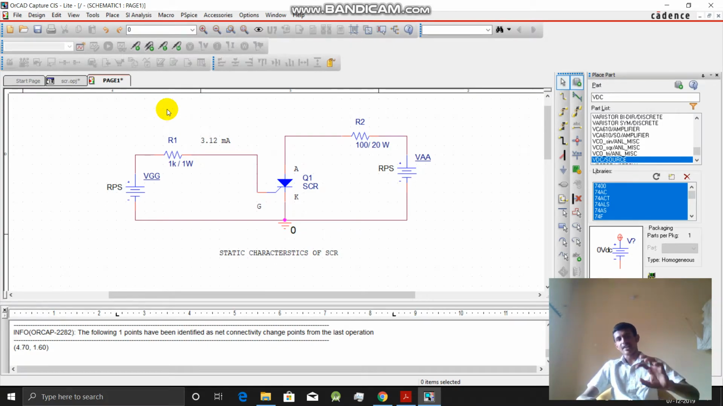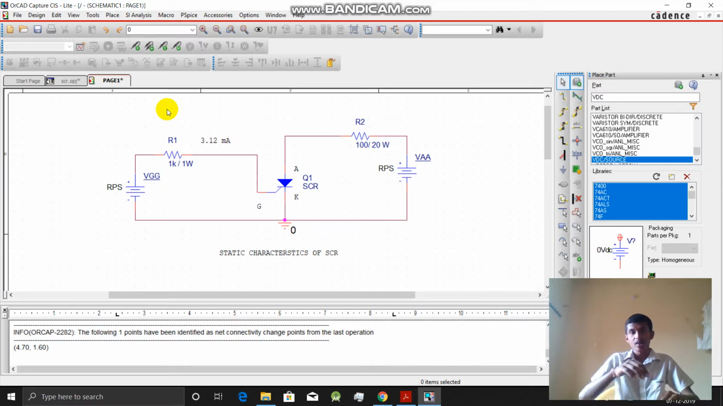Now don't touch that RPS that's connected to the gate terminal. Then now we need to measure the latching current. Initially we are going to measure the latching current. So what is this latching current? Latching current means it is the minimum forward current that has to be maintained in order to switch the SCR from its forward blocking state to the on state, that means conduction.